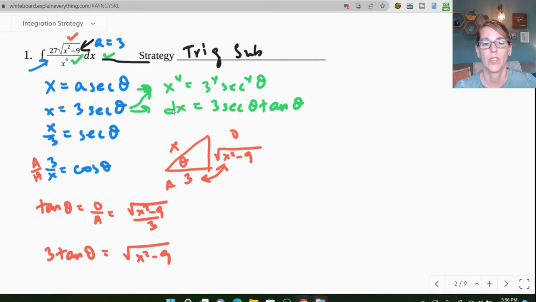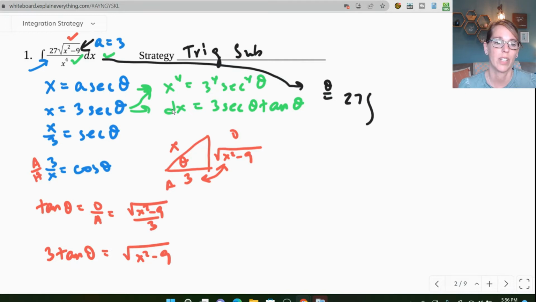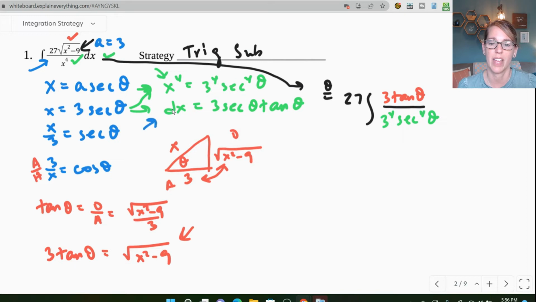So taking my integral over here and replacing everything in terms of theta, the 27 can come out in front. First, let's do that square root of x squared minus 9. That is this one right here. So that's going to be a 3 tan theta over x to the 4th. X to the 4th is right here. So that's going to be a 3 to the 4th secant to the 4th theta. And then finally, I need my dx. So my dx is here, and that's times 3 secant theta tan theta d theta.